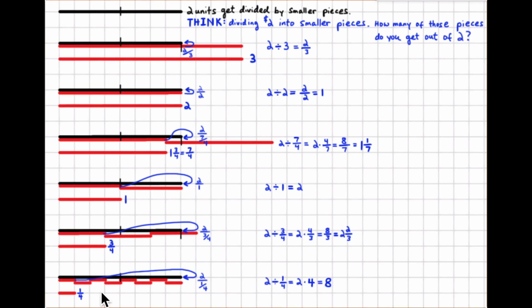And finally, how many quarters can you get out of $2? Or how many 1/4 dollars can you get out of $2? Well, you can get 8 of them. 1, 2, 3, 4, 5, 6, 7, 8. So 2 divided by 1/4 is equal to 2 times 4 is equal to 8. That is equal to 8/4.